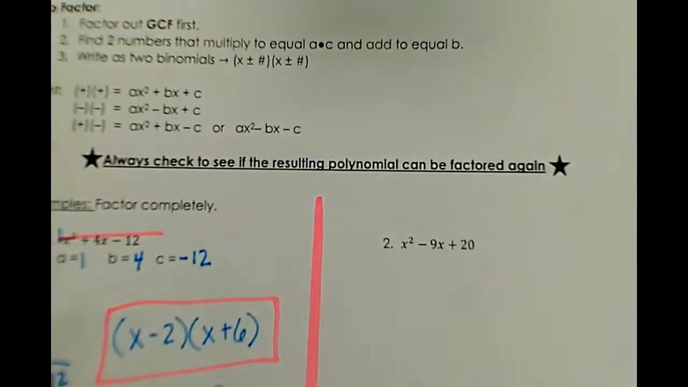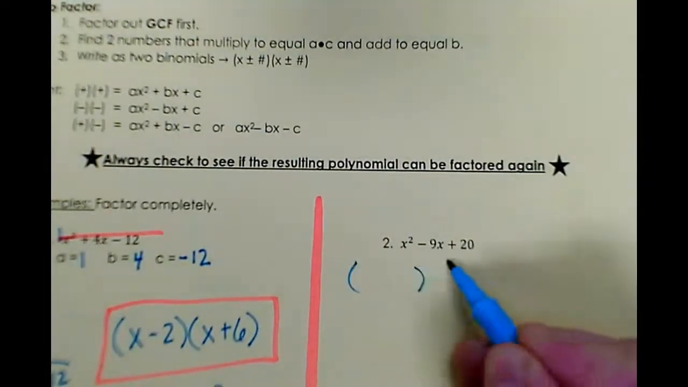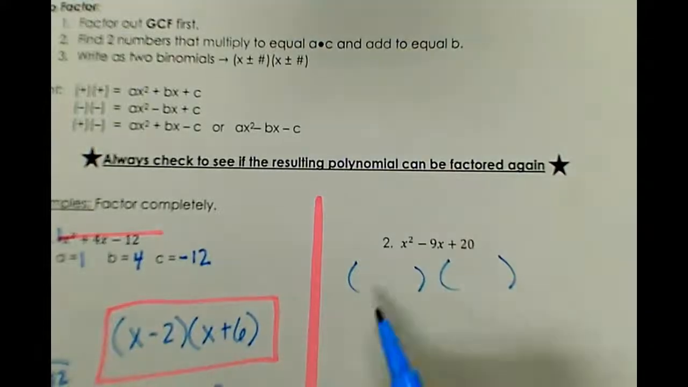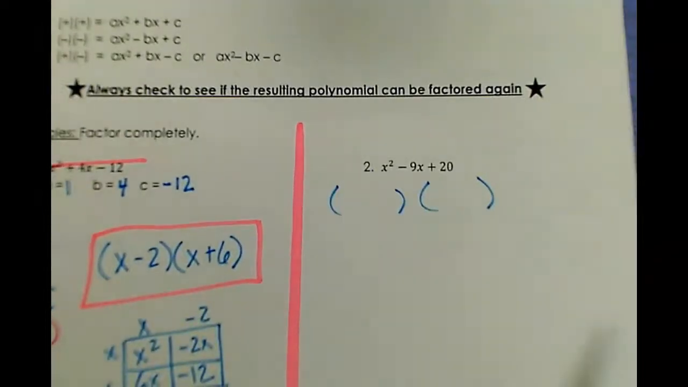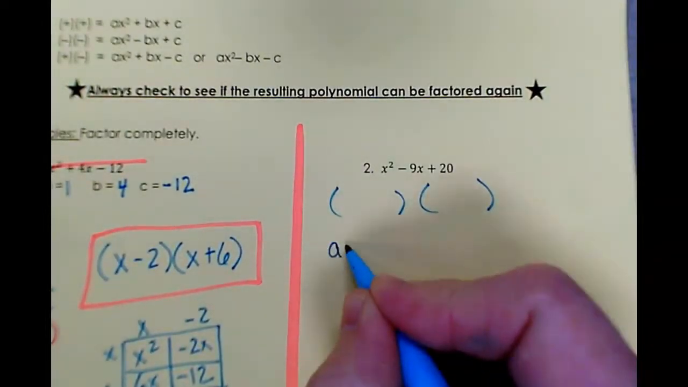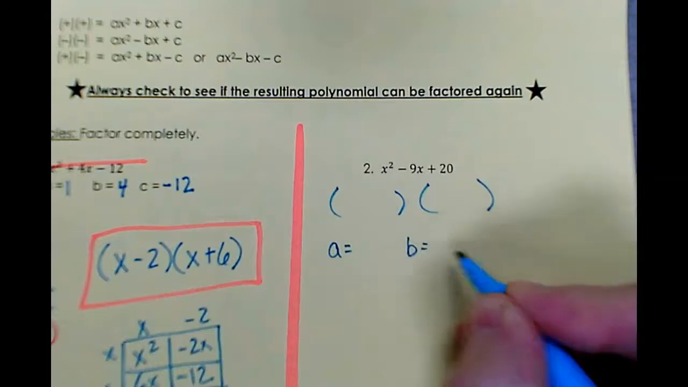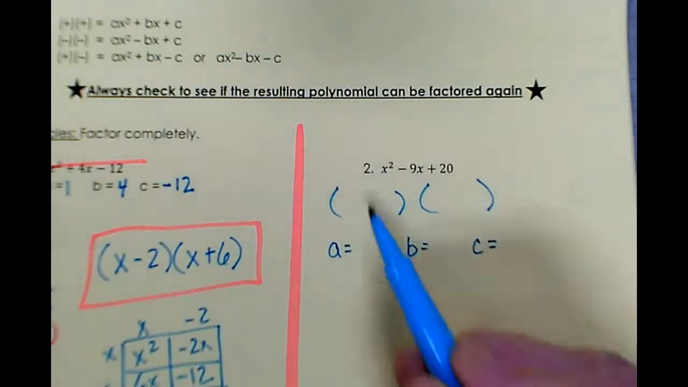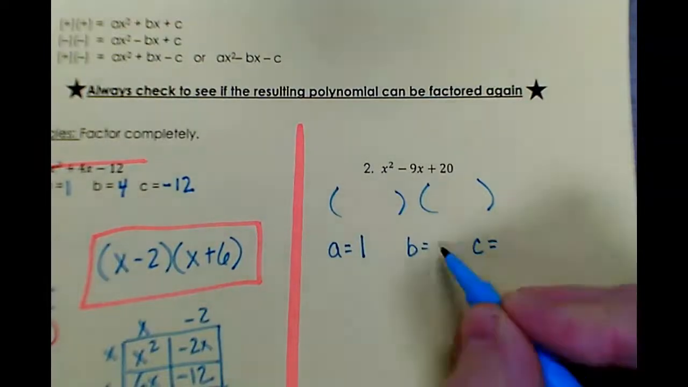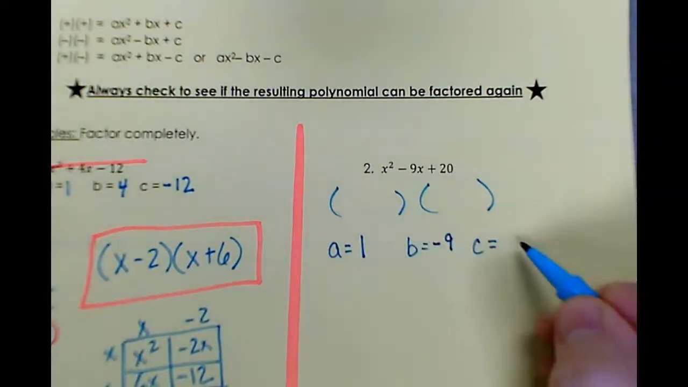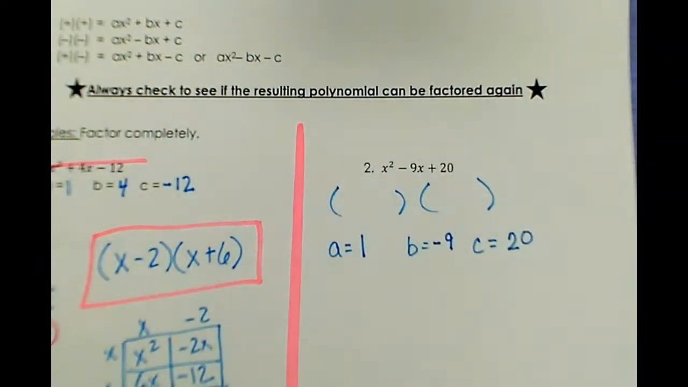So what I am looking for is the two binomials that when I multiply them together, are equal to that trinomial. In order to do that, I identify the a and the b and the c. The a is equal to 1. That's the kind of problem we're focusing on today. The b is -9 and the c is 20.